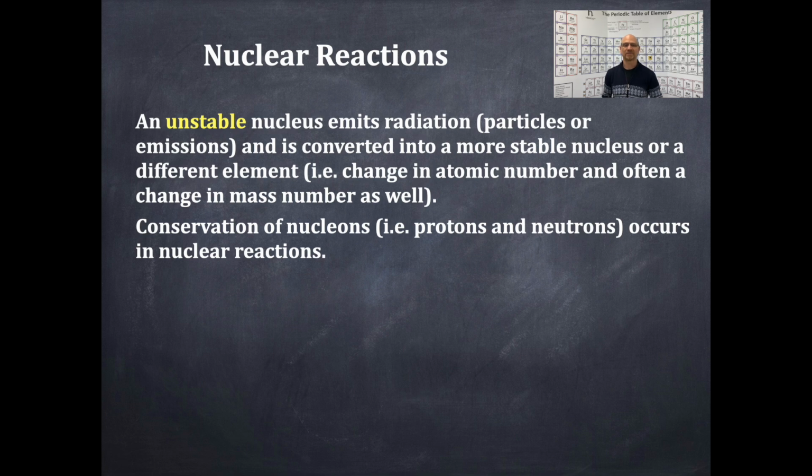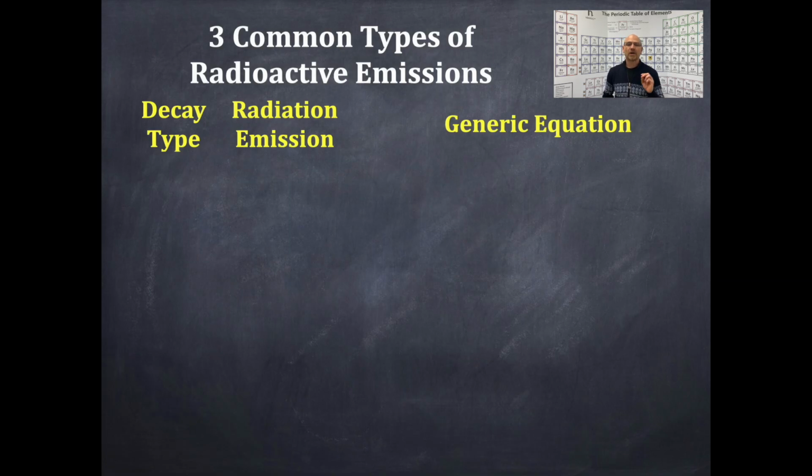I know, it's amazing. All right, so there are three different common types of radioactive emissions. Now, there are more radioactive emissions than just these three, but these are the three most common ones. So if you want to go into further detail, then you should be watching my honors or AP chemistry videos. So let's get into the three most common types of radioactive decay.